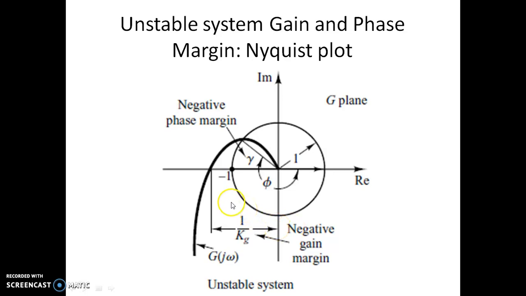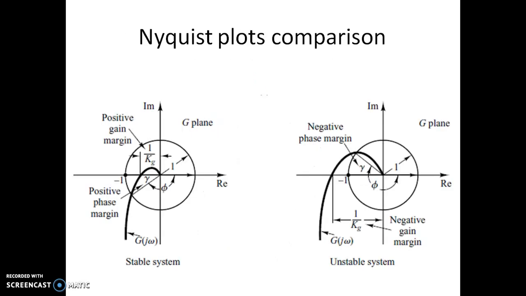You can also notice that minus 1 will be encircled by this contour in the GH plane. That's why the system will be unstable. So this is just a comparison. You can see this one is not encircling minus 1 plus j0, so that's why the system is stable. But here the contour is encircling the minus 1 plus j0 point. The system is unstable here.